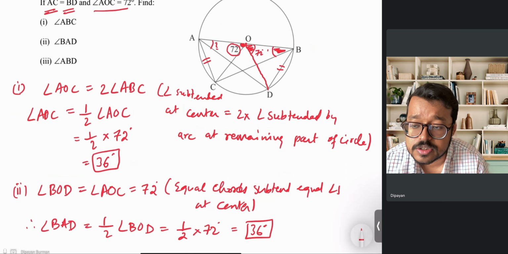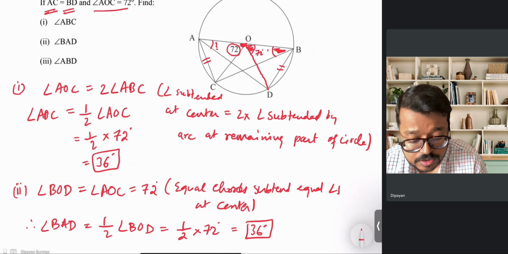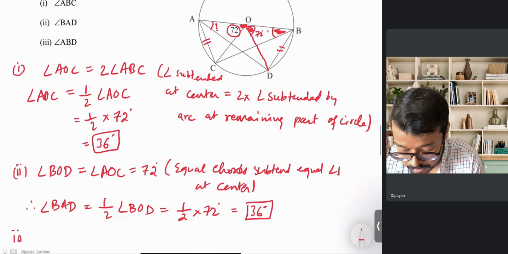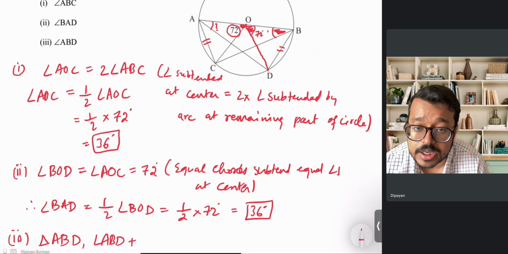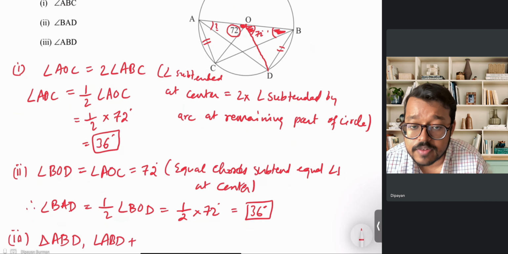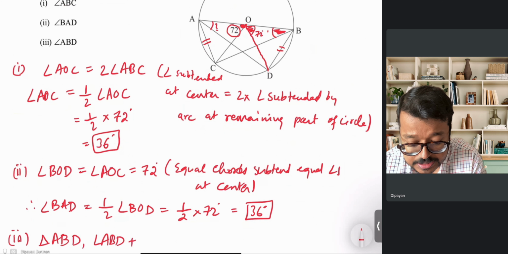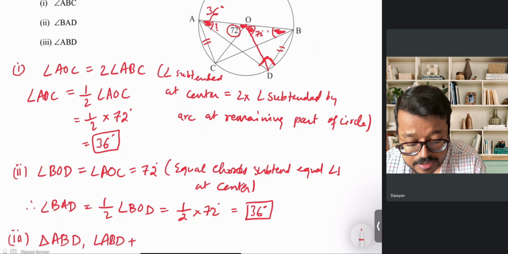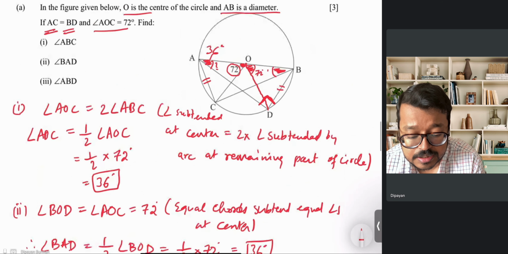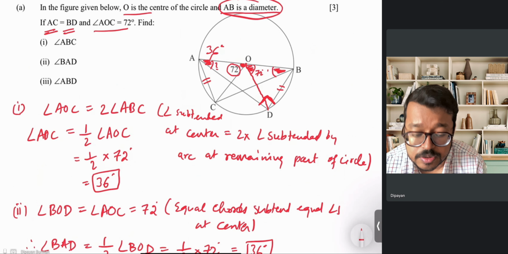And then the last part is to find angle ABD. So for ABD, I can look at my triangle ABD. So looking into triangle ABD, angle ABD plus the remaining two angles. Here the remaining two angles, one I have already found out, BAD was 36 degree. So this is 36 degree. And angle ADB has to be equal to 90 degree. Angle ADB has to be 90 degree. The reason that AB is a diameter that is given to me.